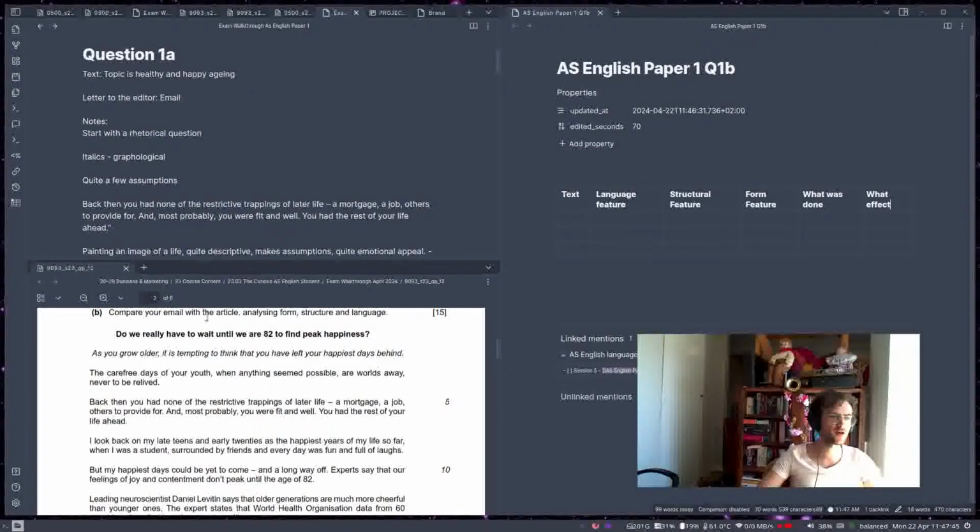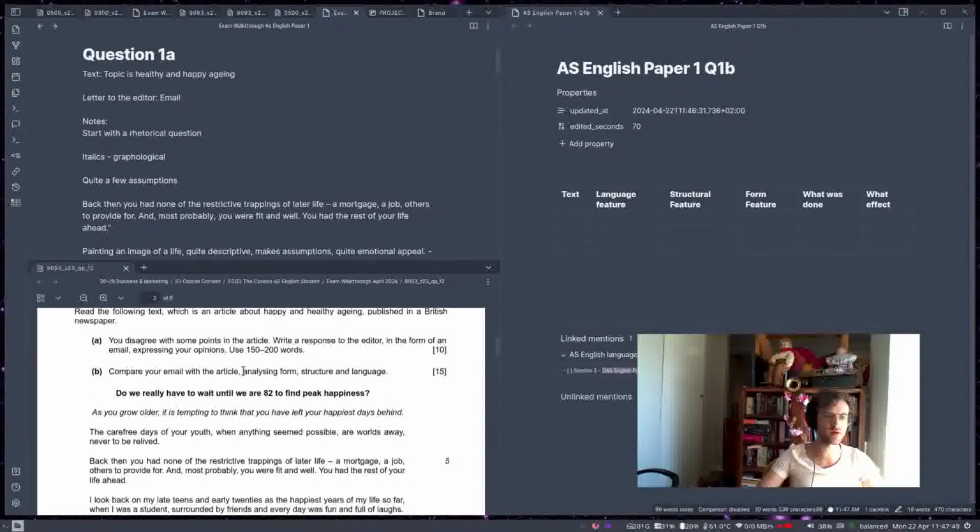Okay. So what we're going to do is our question says, compare your email with the article, analyzing form, structure, and language. So what we need to do is we need to really compare, okay? Compare. So to compare, we need to take two things, place them side by side, and see what are the differences and similarities. But we mustn't stop there. We must also look at why these similarities and differences exist.